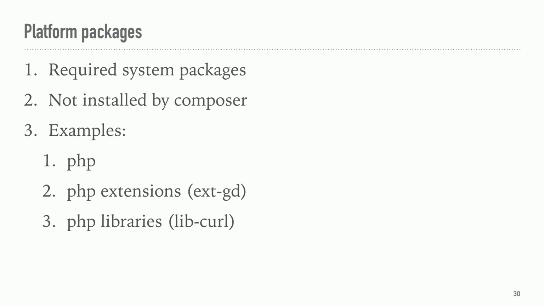You can specify which PHP extensions you need for your library, like for example GD, or Curl, or I mean, any library that you would need for the system. So you can require that also, define that in the composer JSON file.